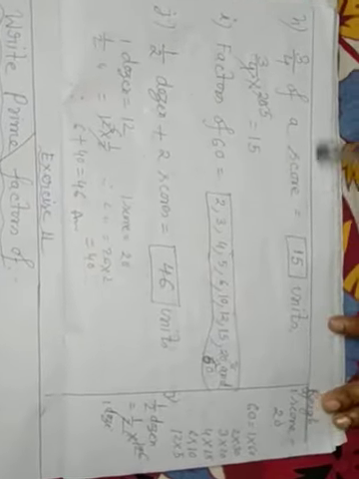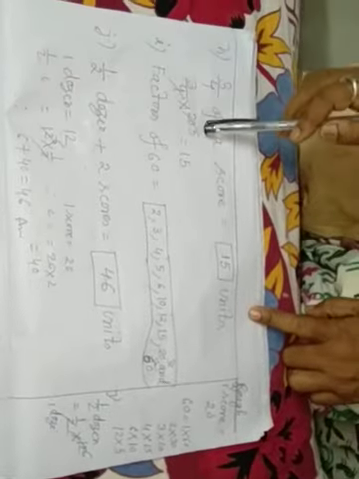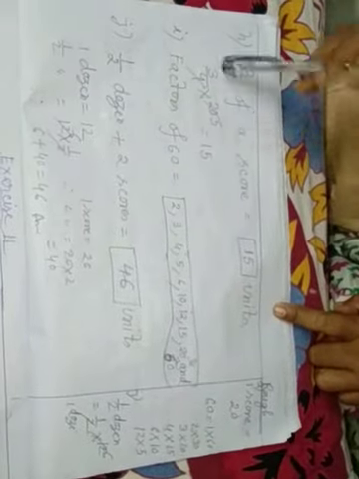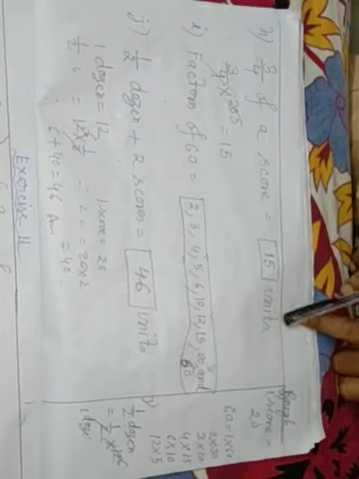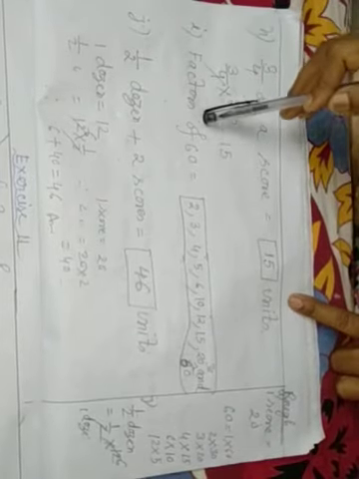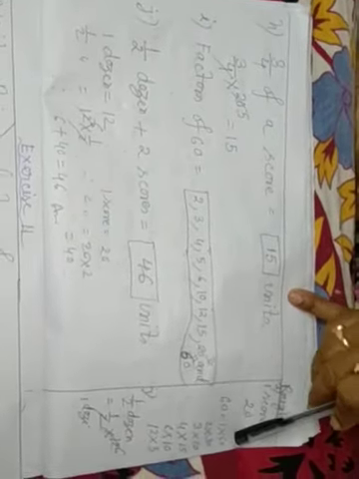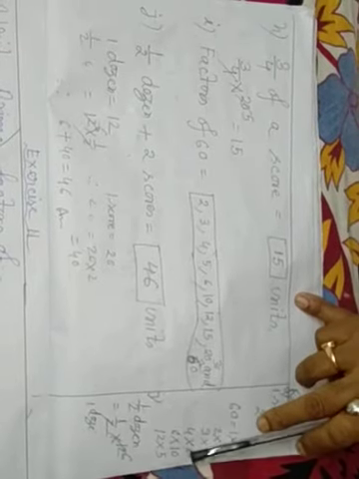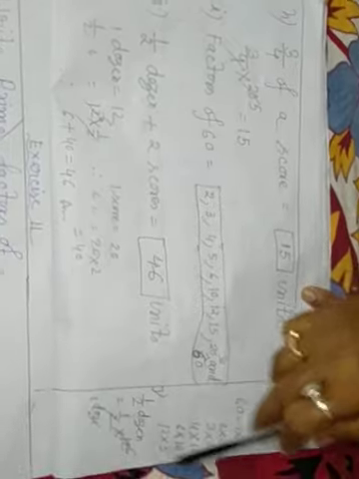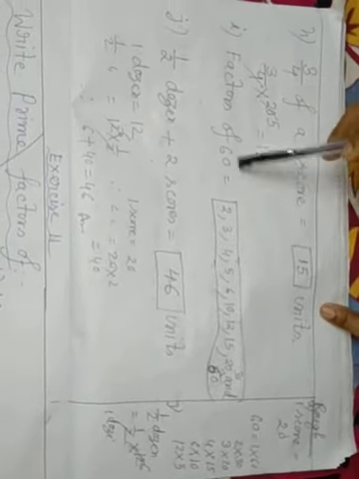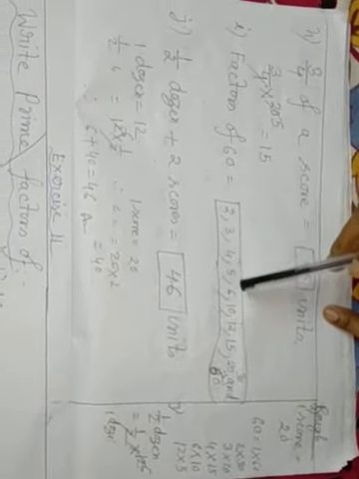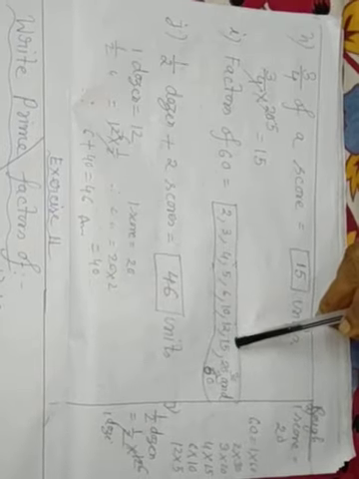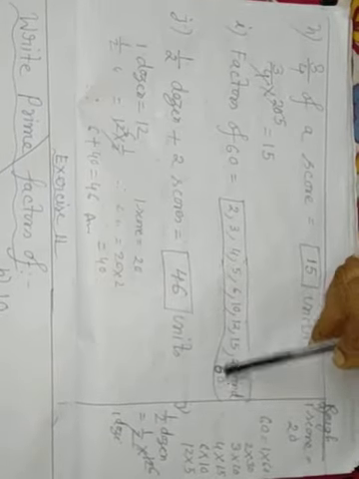H. 3 by 4 of a score. Score is, 1 score equal to 20. So 3 by 4 into 20, 4 5s are 20, 5 3s are 15. Okay, 15 units. I. Factors of 60. 1 into 60, 2 into 30, 3 into 20, 4 into 15, 6 into 10, 12 into 5. All these are factors. So factors of 60: 2, 3, 4, 5, 6, 10, 12, 15, 20, 30 and 60.